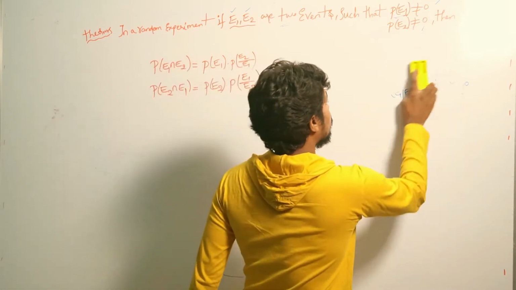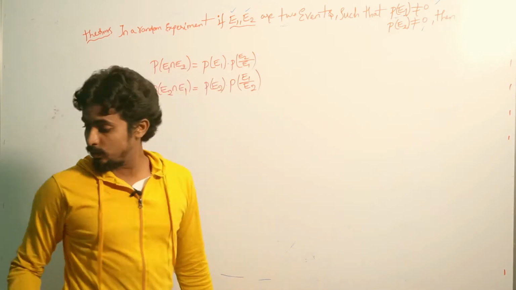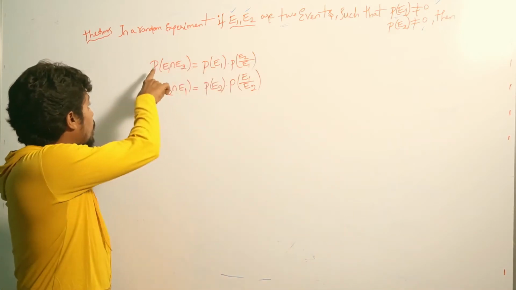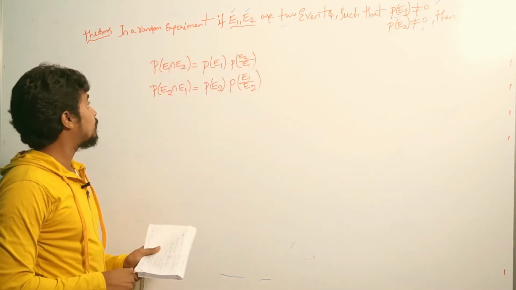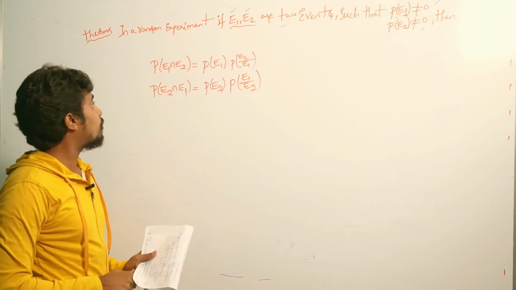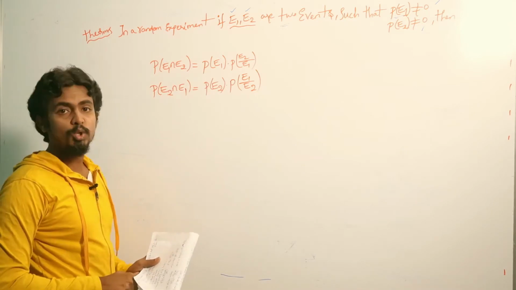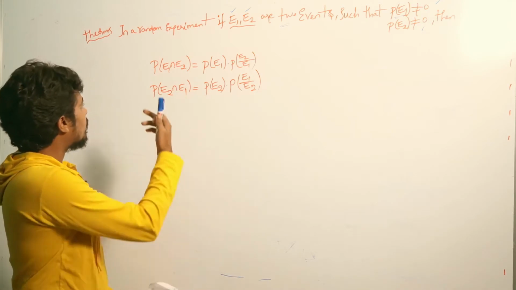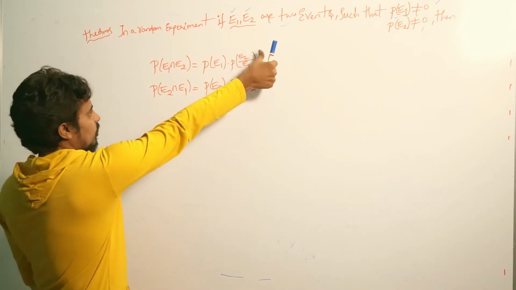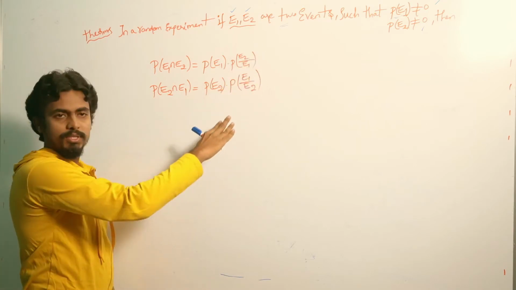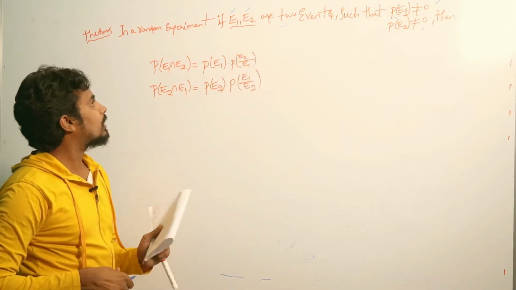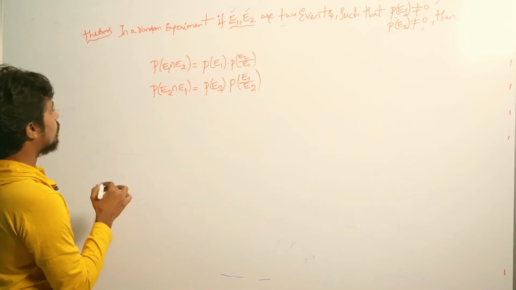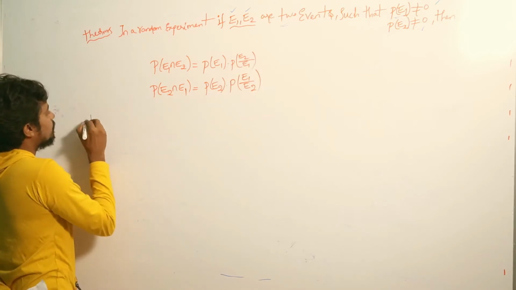For independent events, we have to show that P of E1 intersection E2 is equal to P of E1 dot P of E2. Similarly, it will be so simple to solve. Okay, let's solve this proof.